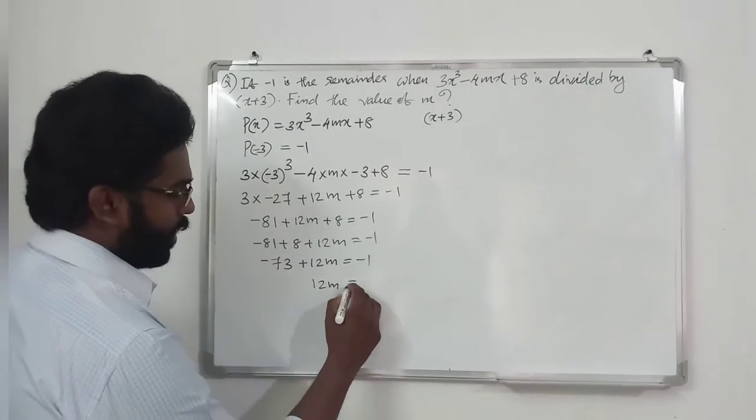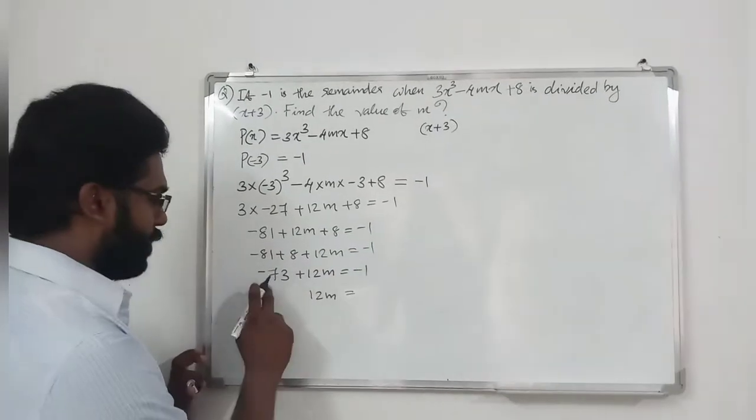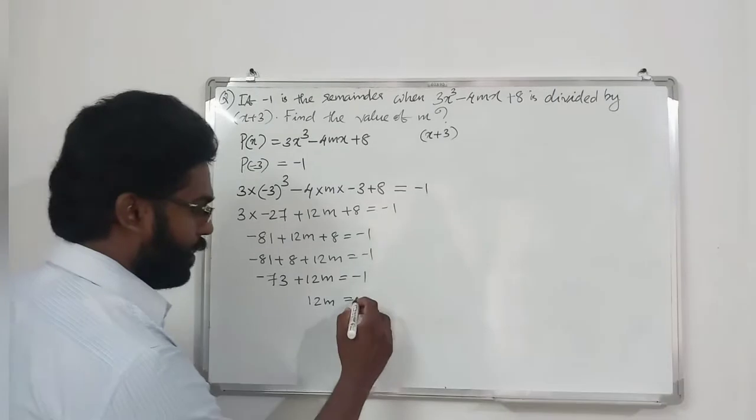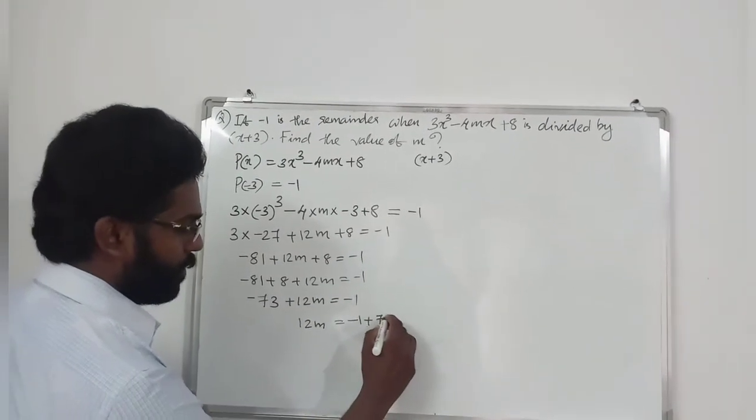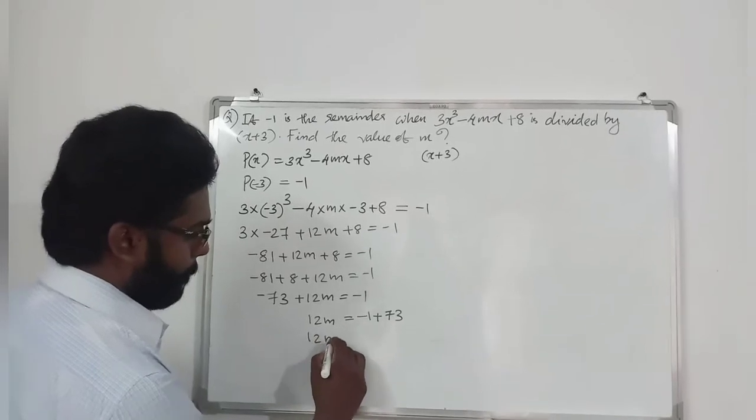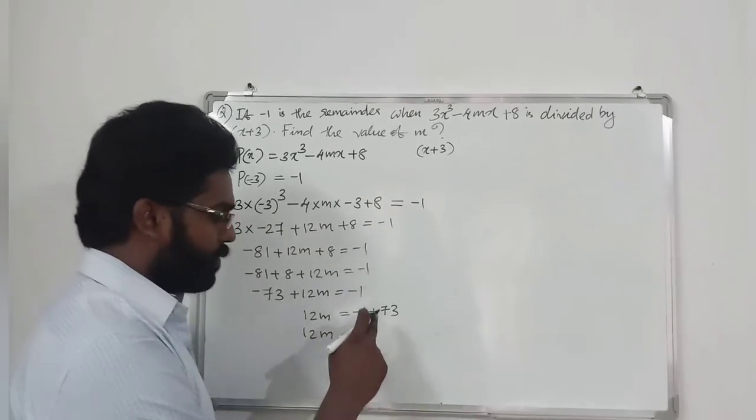So we can do variable on one side and numbers on another side. Minus 73 on the other side, so this is minus 1. Minus 73 will be plus 73. 12m is equal to minus 1 plus 73.